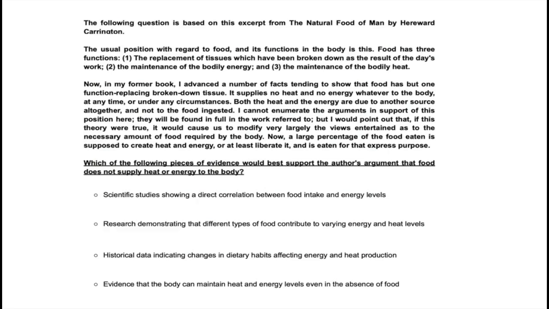Here's our question. Which of the following pieces of evidence would best support the author's argument that food does not supply heat or energy to the body? Let's break down some of the paragraph above. So the author's claim is that food has but one function, replacing broken down tissue. It does not supply heat nor energy. So what evidence would best support that argument?